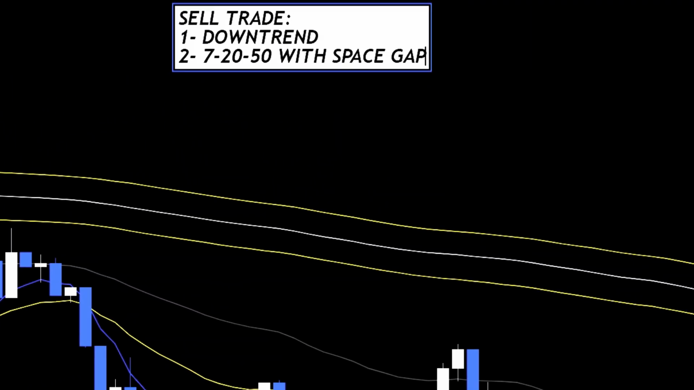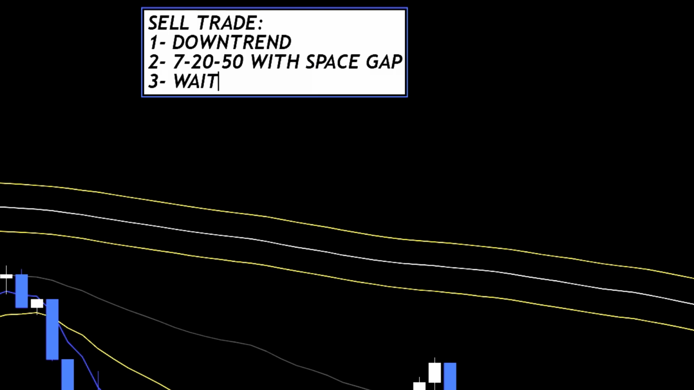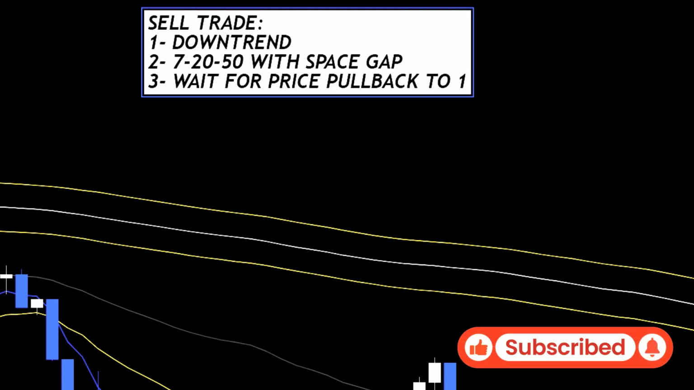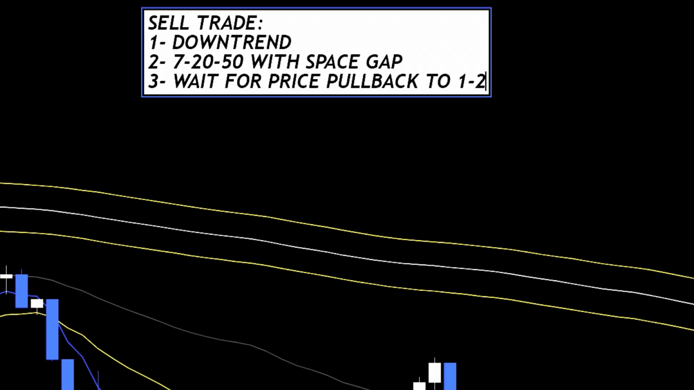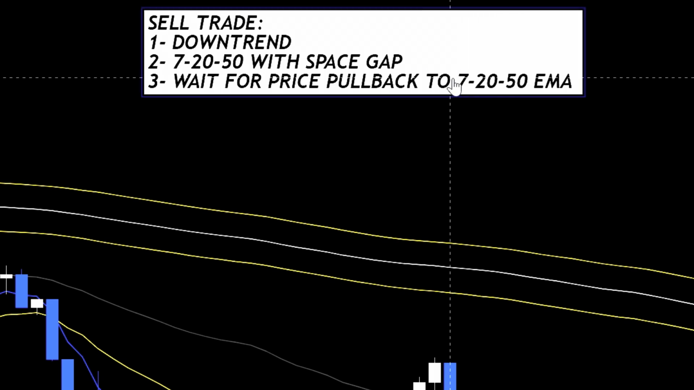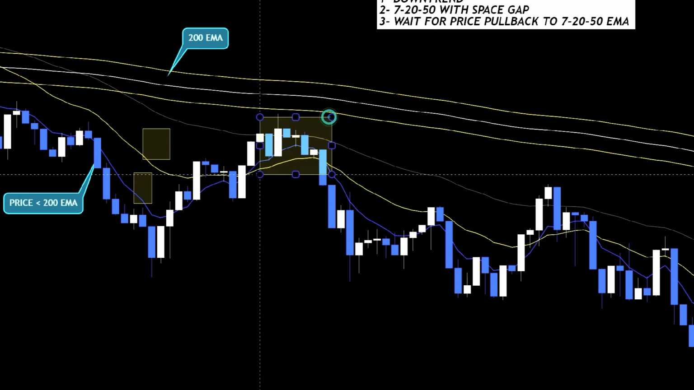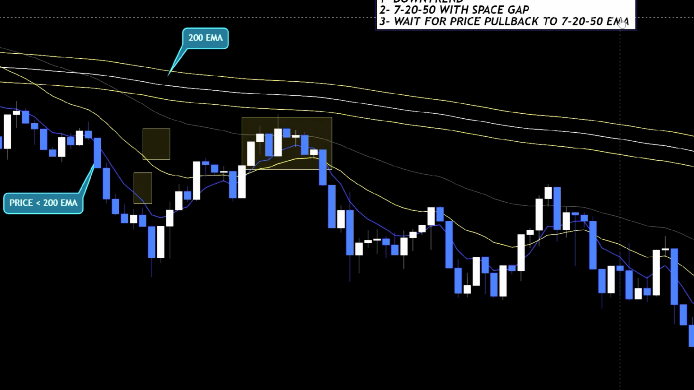So what do we do? We wait. Watch for the price to pull back up toward those shorter EMAs. Maybe it touches the 7, 20 or 50 line. But here's the crucial part. The price can't break above the 200 EMA band. If it does, we're no longer in a clear downtrend and the setup's off. As long as it stays below that band, we're still in business.